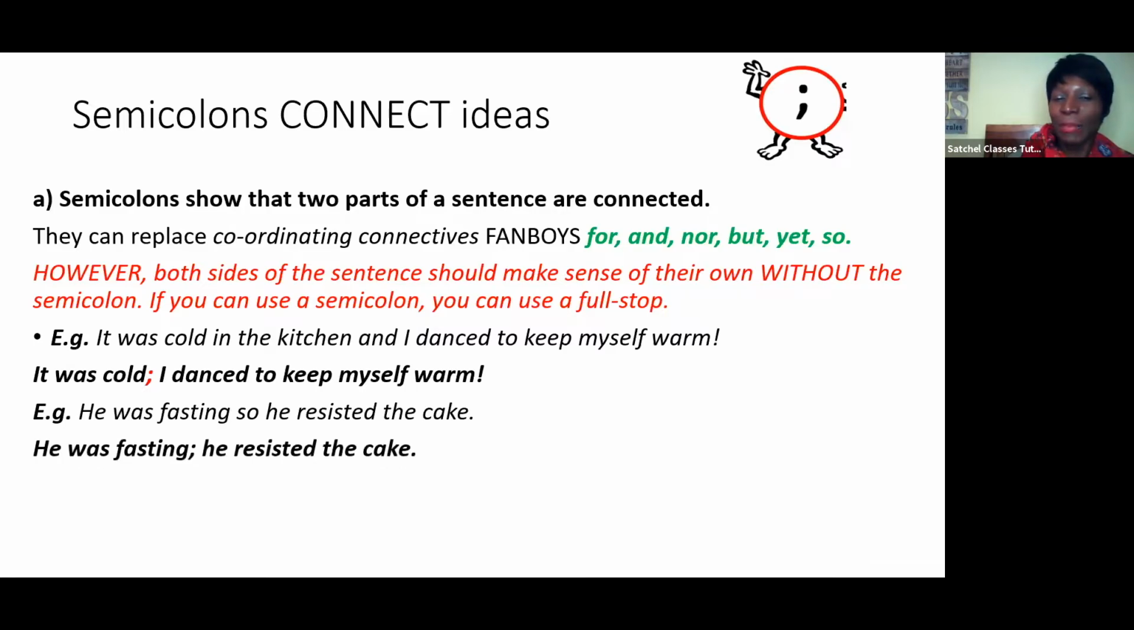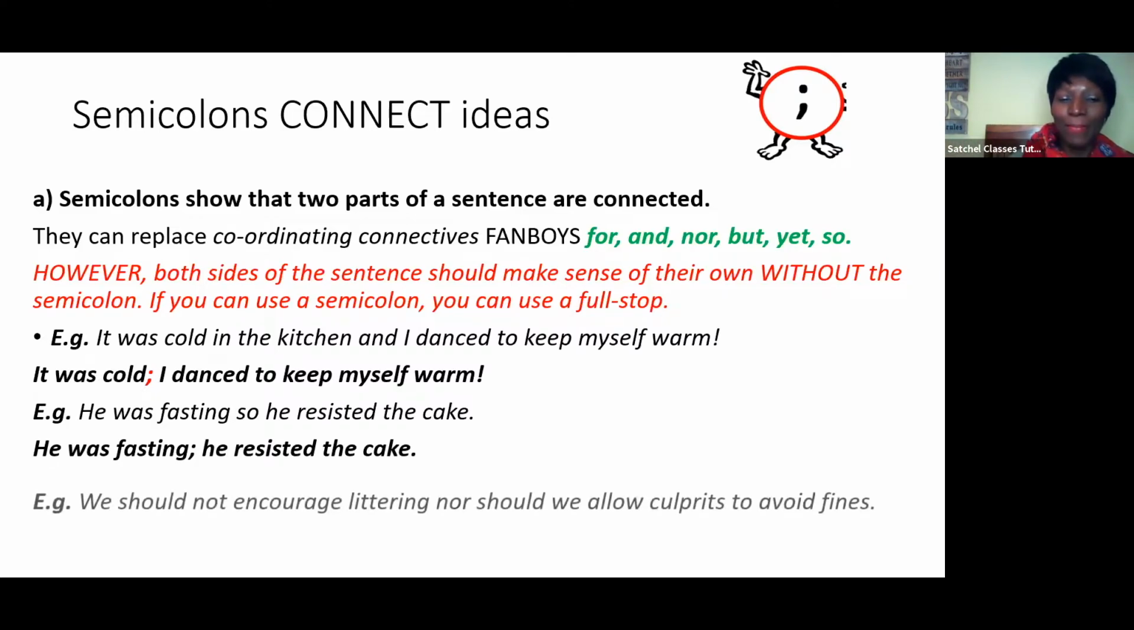He was fasting, so he resisted the cake. He was fasting; he resisted the cake. You can see both of those, although they're interconnected and they're linked. He doesn't eat the cake because he's not eating, he's fasting that day. We can see that they are linked, but they can stand independently.